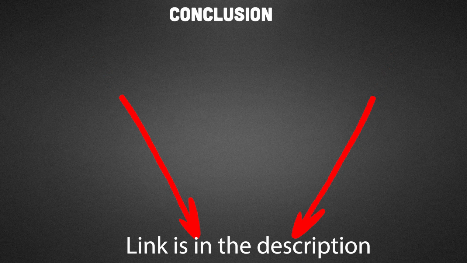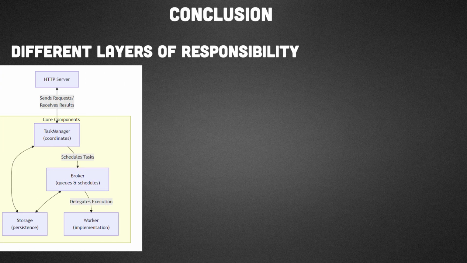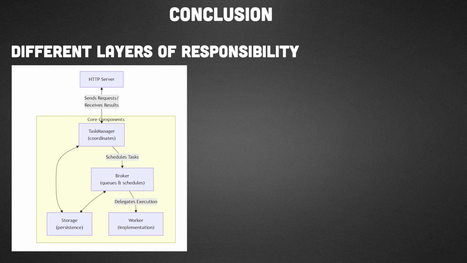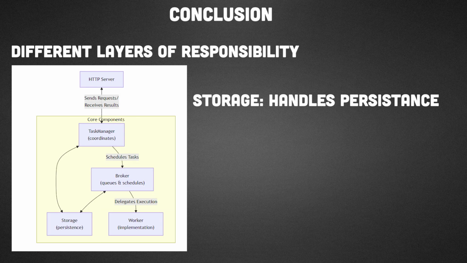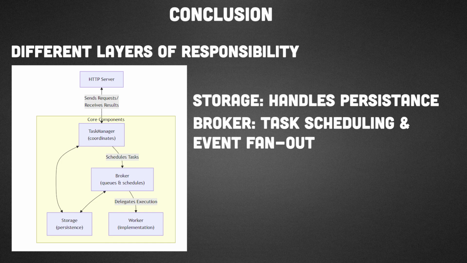So let's come back to the core ideas. Internally, this framework is built in clear layers. To be honest, I was inspired by FastAPI for that. So we have a storage, a broker, a worker, and a task manager. The storage handles persistence. It stores every task, it manages the state, it validates transitions. The broker handles task scheduling and event fanout. So it receives a task, distributes it to workers, and streams events to subscribers.